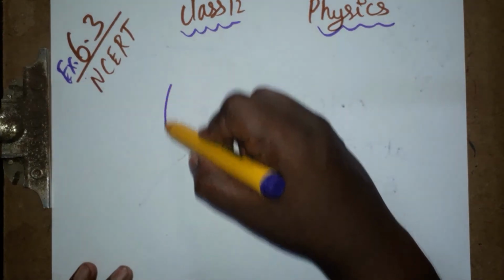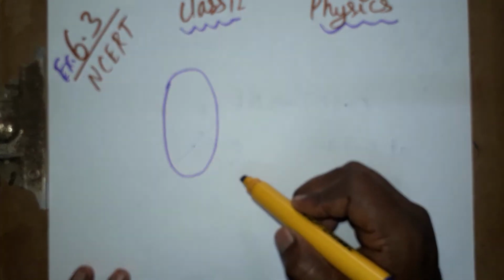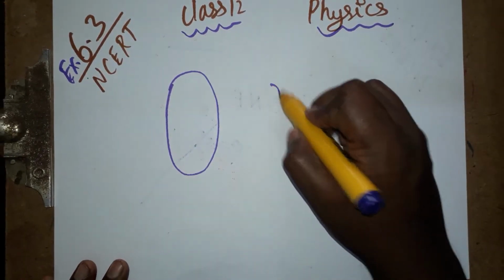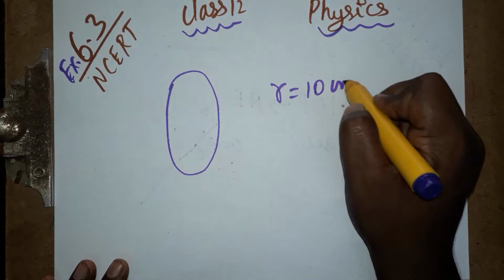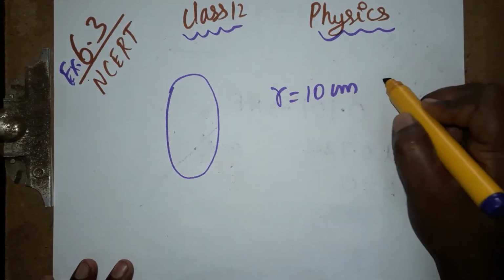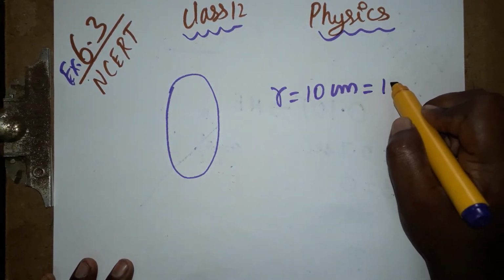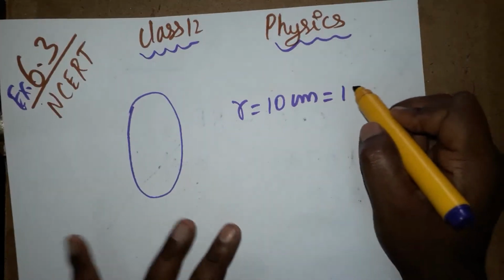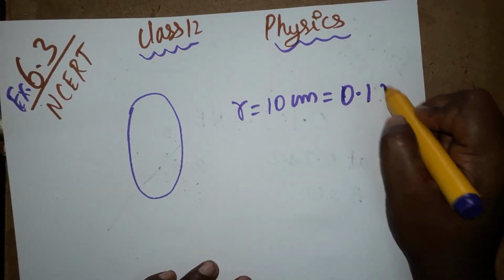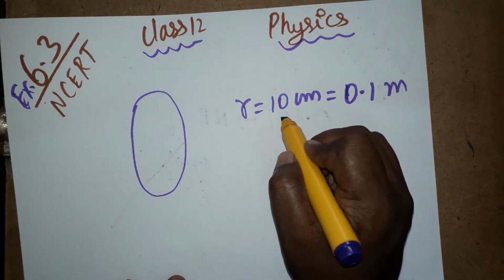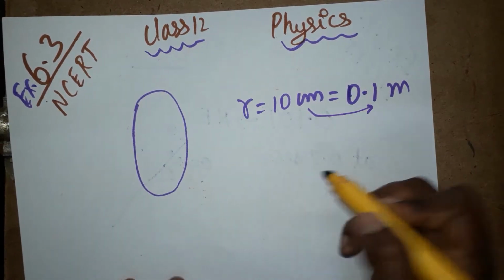It is a circular coil. The radius of the circular coil is given as 10 centimeter. We are not able to do the problem in centimeter, so definitely we should convert into meter. So 10 centimeter is 0.1 meter: 10 divided by 100. If you want to convert centimeter to meter, just divide by 100.